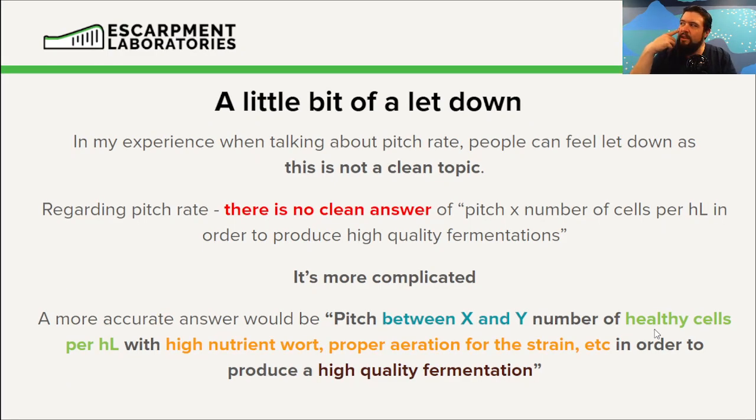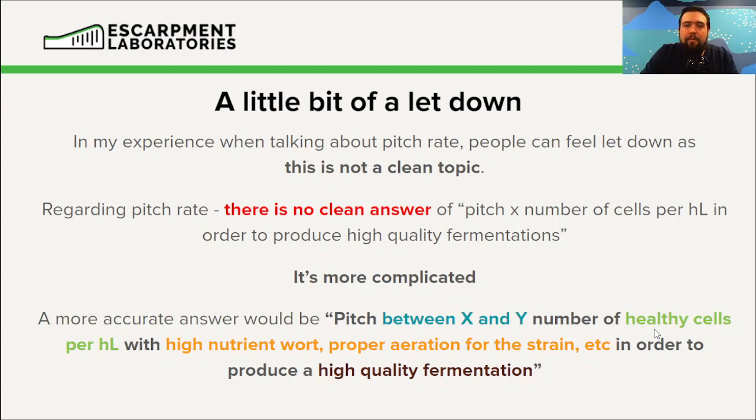Now, I mentioned this a little bit already, but I find that this topic, whenever I bring it up, it's not clean. It's not clear and concise, because of how multivariable it is, and people tend to be a little bit let down by it. It tends to not be a simple 'pitch X number of cells per hectoliter to produce high quality beer.' There is no easy executable from it.